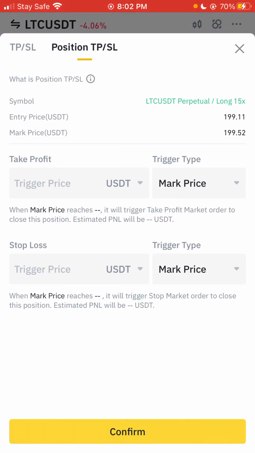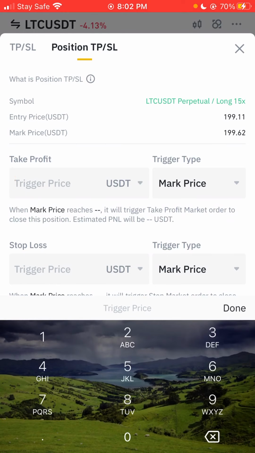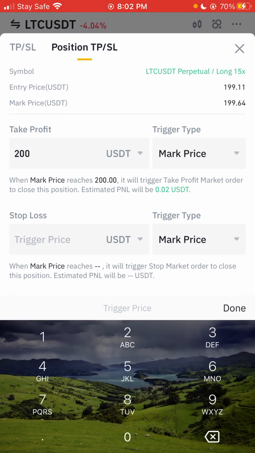Okay, remember I bought this thing at 199.11. Down here, if you should read through, they said take profit, right? Take profit. So if I want to take my profit at, let me say, when LTC gets 200, I'll be earning. Can you see? When market reaches, come down. They said when market price reaches $200, it will trigger take profit market order to close this position. Estimated PNL will be 0.02 cents. So the amount I will be earning if this thing should get to $200 is 2 cents.